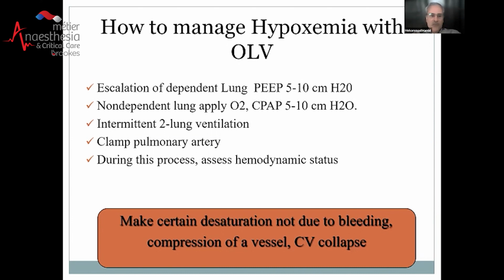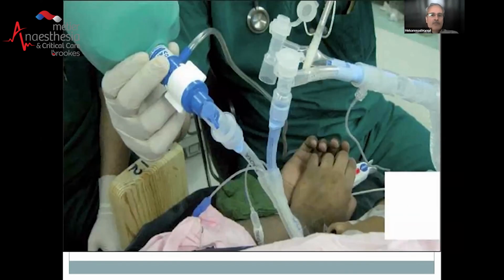And if the patient is having a pneumonectomy and is close to the pulmonary artery, you can ask the surgeon to clamp the pulmonary artery. That will reduce the shunt and the patient's saturation will improve. But during this process, assess the hemodynamic status of the patient as well.